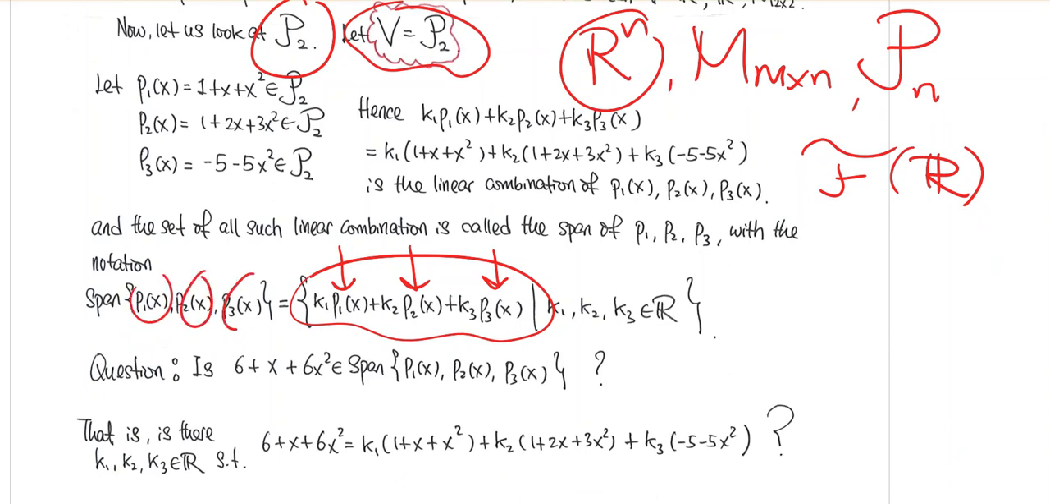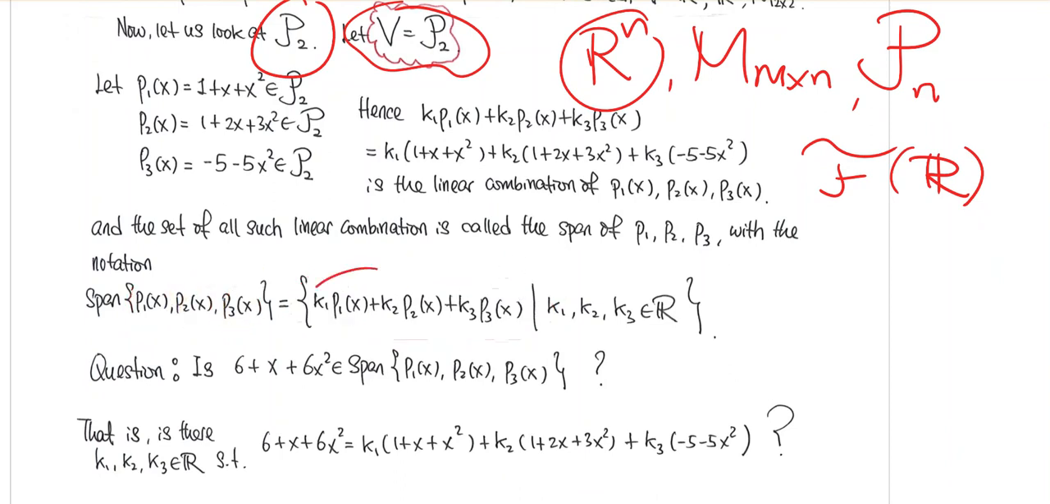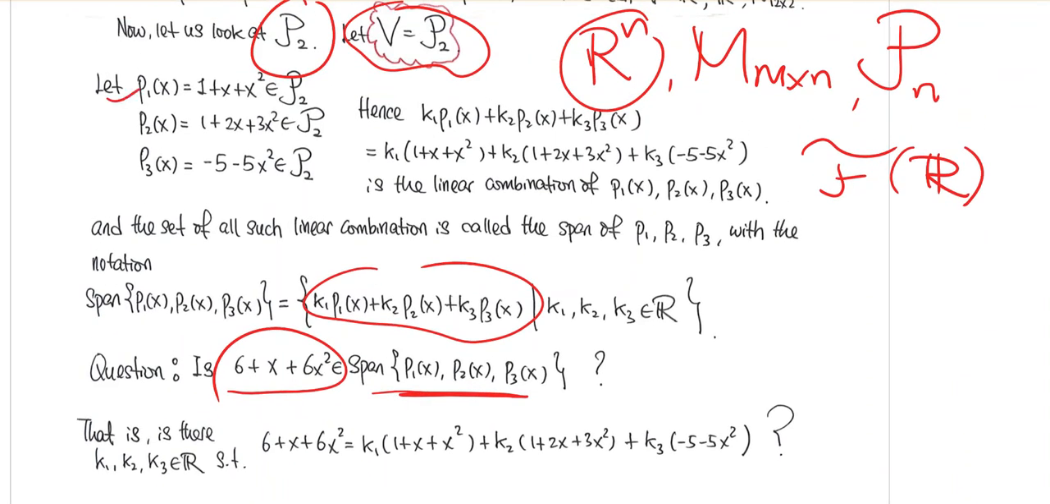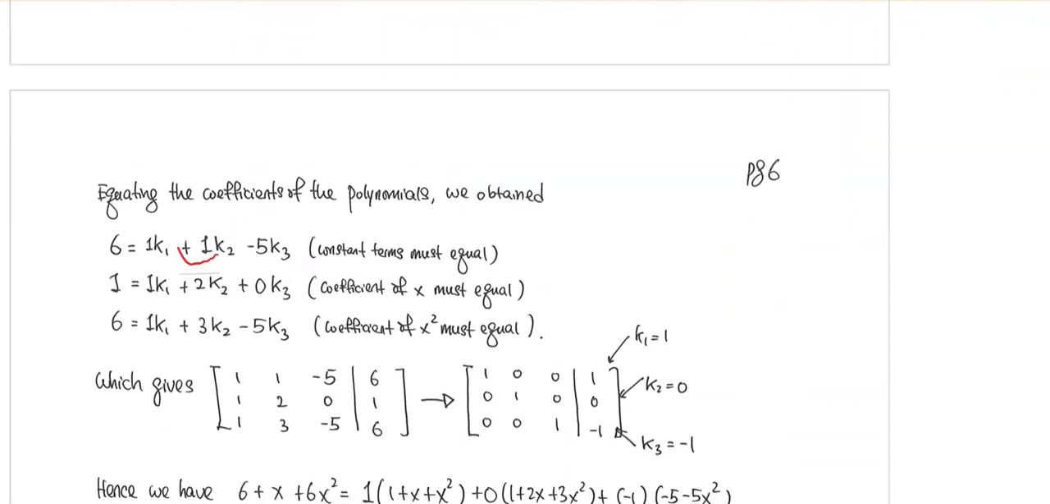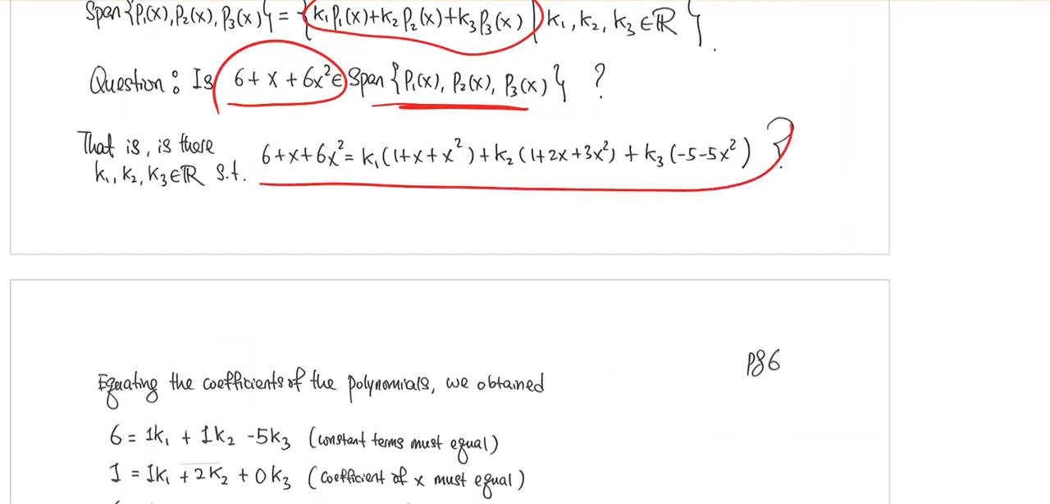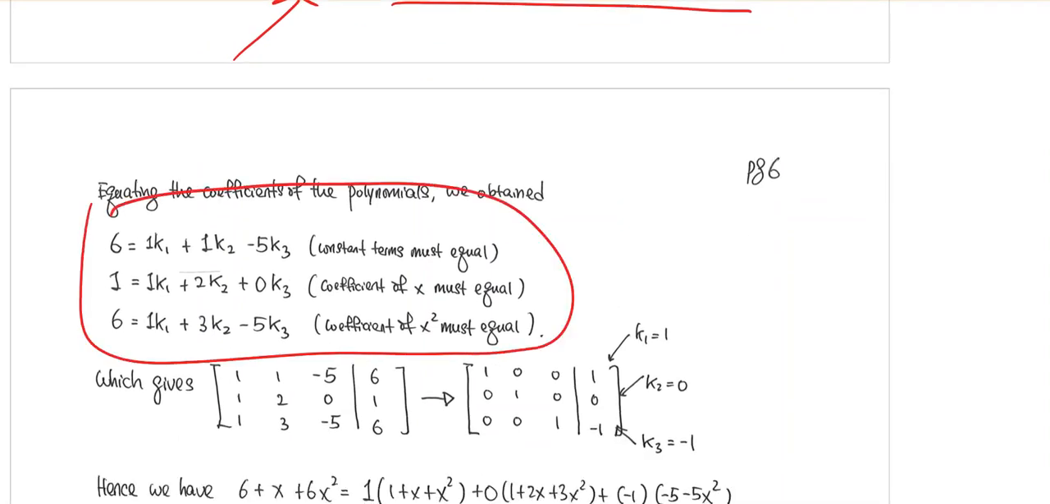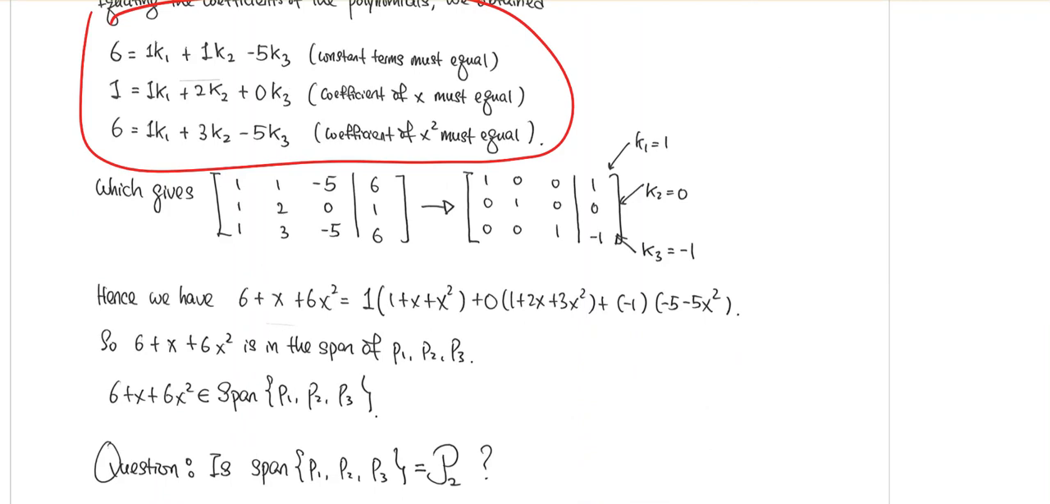If they're looking for the span of these three vectors, this is the set of all the linear combinations of these three vectors. And again, if they ask, hey, can this polynomial be written as a linear combination of P1, P2, and P3? So again, you set up these equations, and then you compare their coefficients, the constant coefficients, the coefficients of x, and the coefficient of x squared, equate them, and you will see that whether or not this is in the span is equivalent to whether or not the system has a solution. And you can see the system has a solution, and in fact, you need 1 of this, 0 of this, and -1 of this to get this polynomial. So therefore, this is in the span.